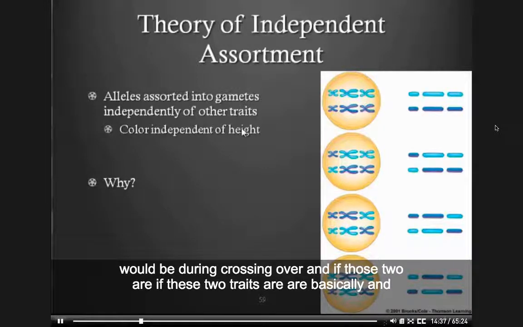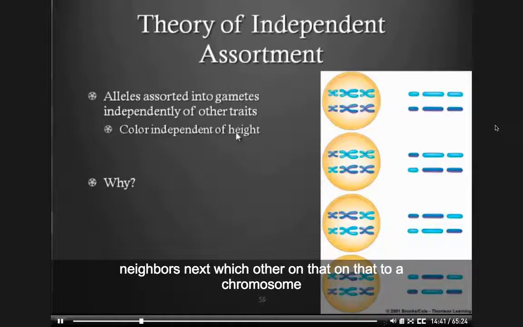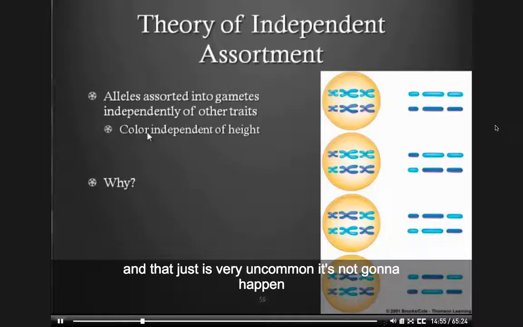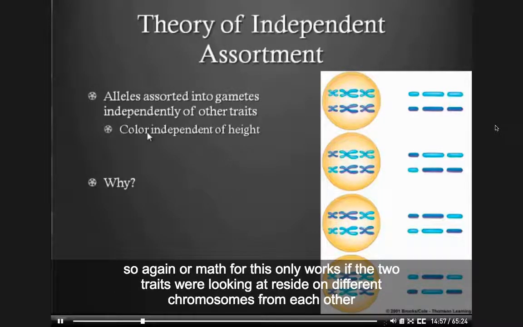And if these two traits are basically neighbors next to each other on that chromosome, then the crossing over event would actually have to, the split would have to happen perfectly right in between these two alleles. And that is very uncommon. It's not going to happen. So again, our math for this only works if the two traits we're looking at reside on different chromosomes from each other.